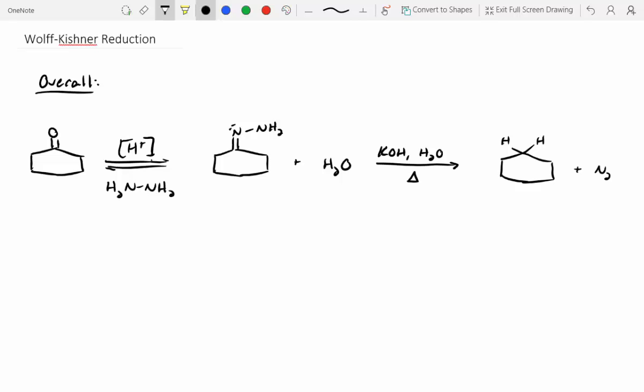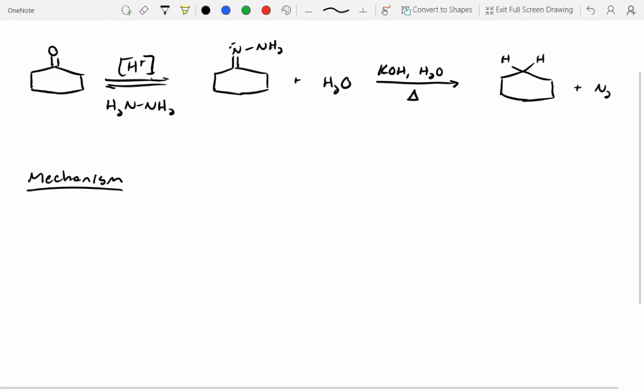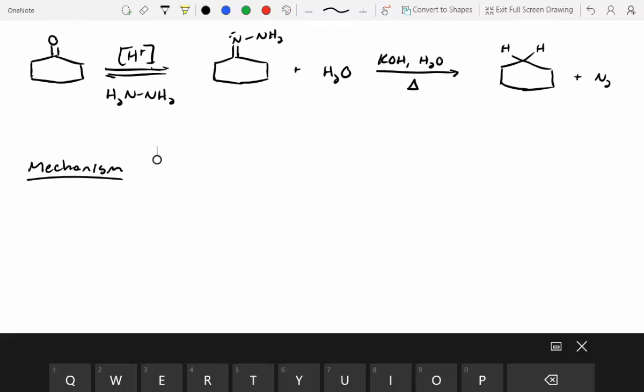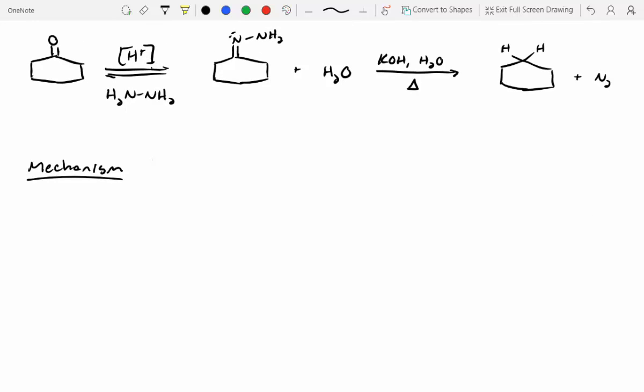So now let's take a look at the mechanism for the Wolff-Kishner reaction. Oop. We know the first step for all of these reactions is protonation. So let's do that first. Shoot. Sorry. I don't know if my battery's dying or what's going on. There we go.